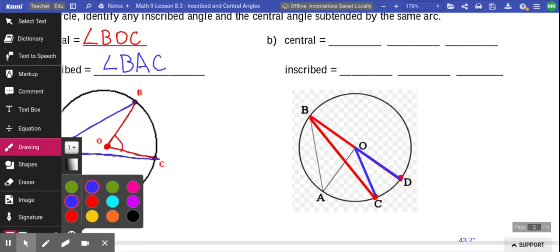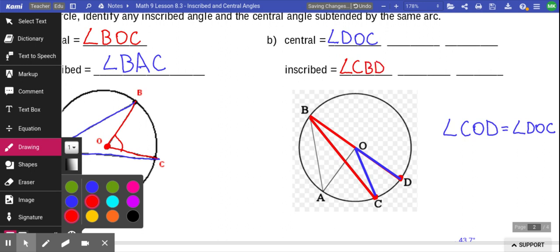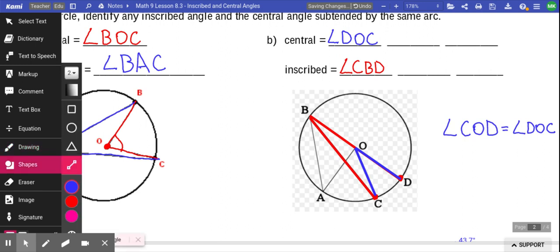Let's do the central angle first. So that would be angle DOC. Now, typically, people would write that as angle COD, just because people usually go with alphabetical, like C comes before D. But that's the same thing as saying angle DOC. Same thing. The inscribed angle I just created was going from C to B to D. So that's angle CBD. Awesome. There's a few more.